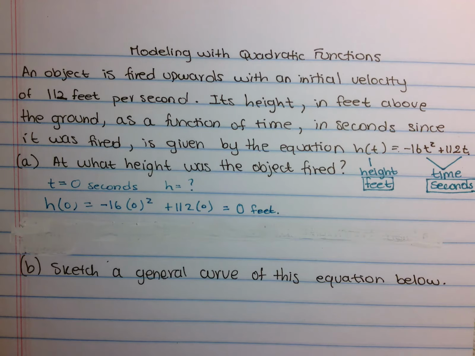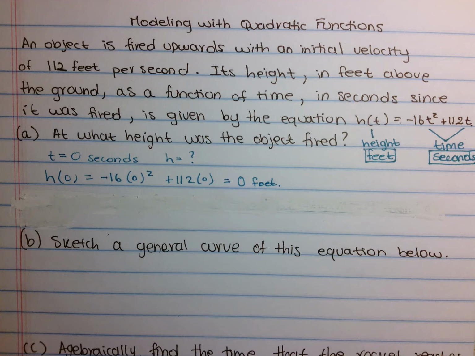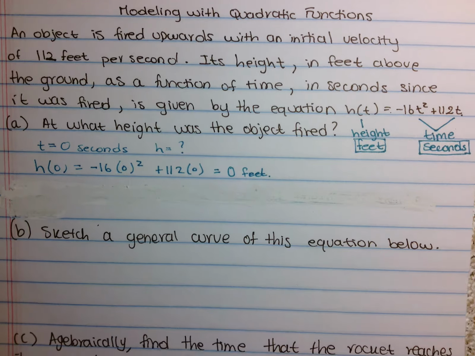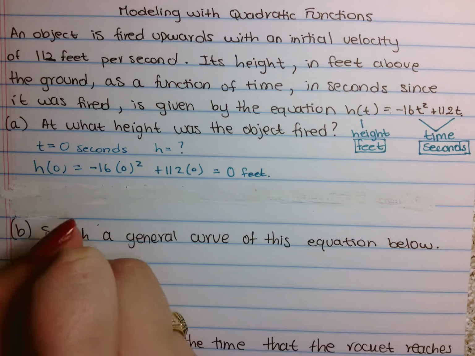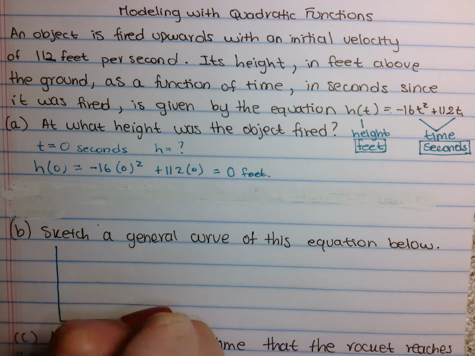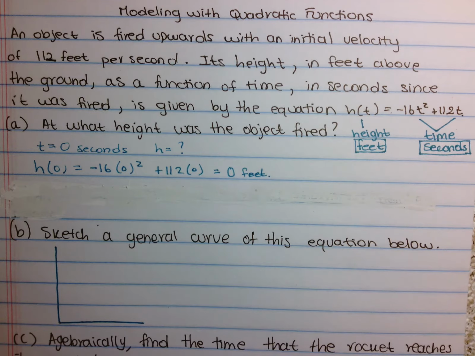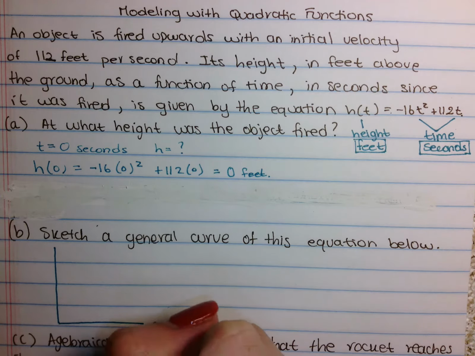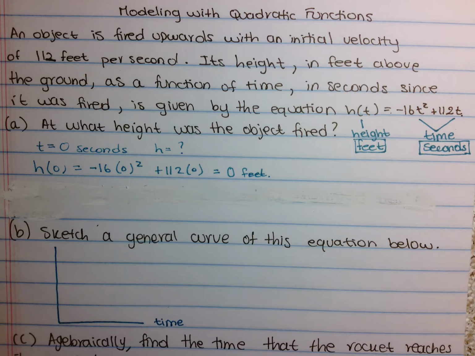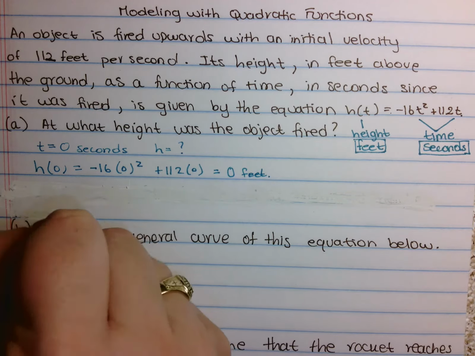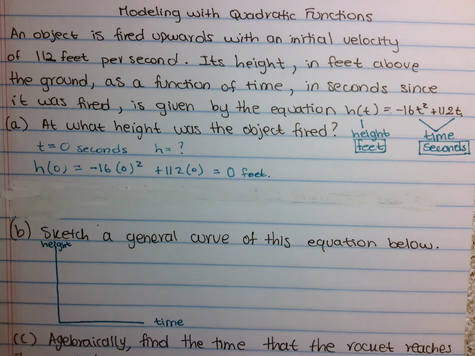Okay, next question. Sketch a general curve of this equation below. First things first, let's make ourselves a little graph. I'm only going to draw the positive side because we're talking about time and height, so it doesn't make sense to graph the negative side. My x-axis in this case is my time, and my y-axis is going to be my height. That's something else you always have to label.